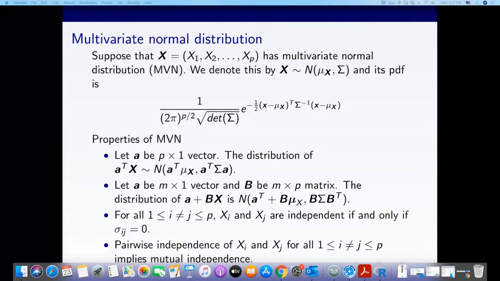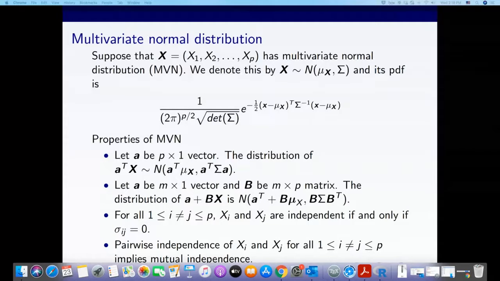But if we have a multivariate normal distribution, independence is an equivalent statement to the covariance being equal to 0. And also, pairwise independence of xi and xj implies mutual independence. This is also a very important result, because usually mutual independence does not imply pairwise independence.